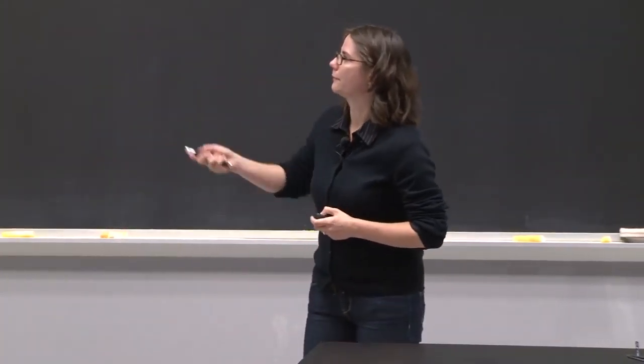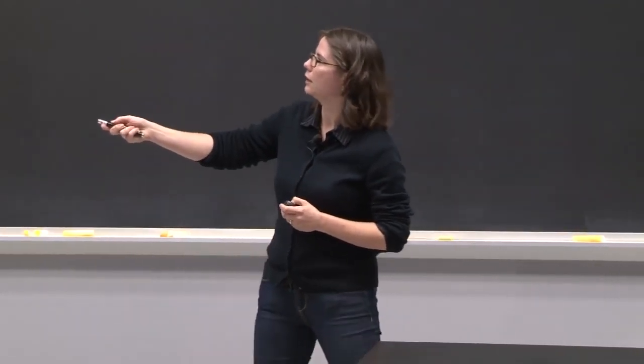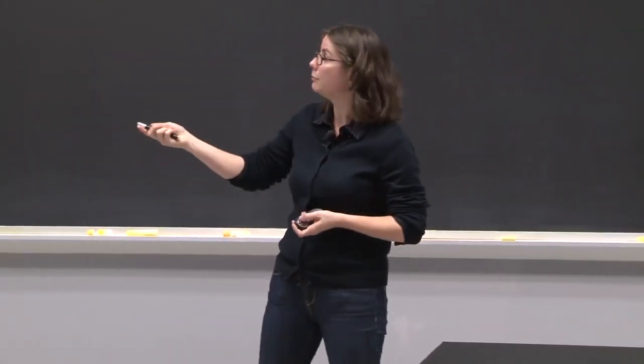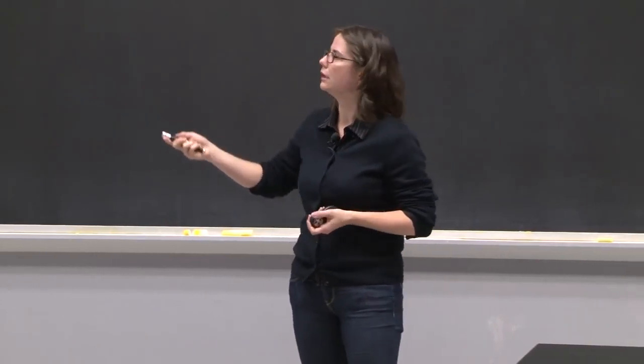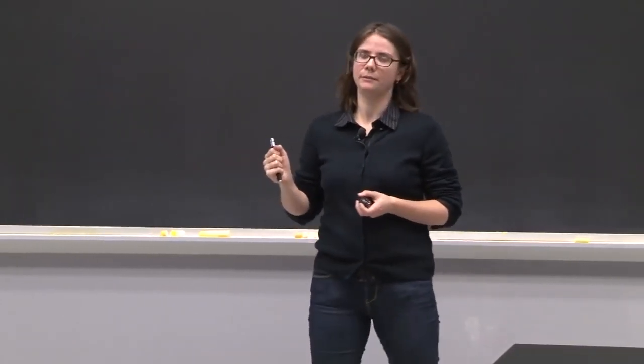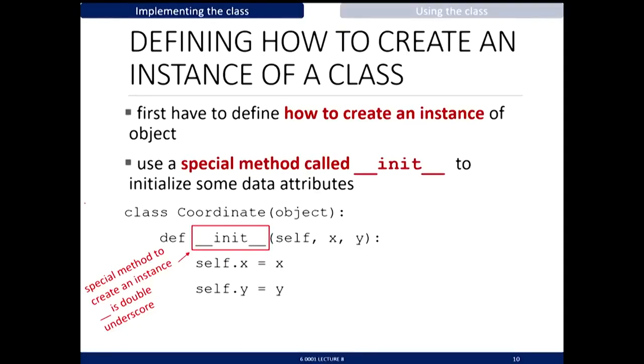So how do we do that? So let's implement it. So you say def, because it's just a function. The name is the special name __init__. And we give it some parameters, right? Just like any other function. These last two parameters are x and y, which are going to represent how you create a coordinate object. So you give it a value for the x coordinate, and you give it a value for the y coordinate.